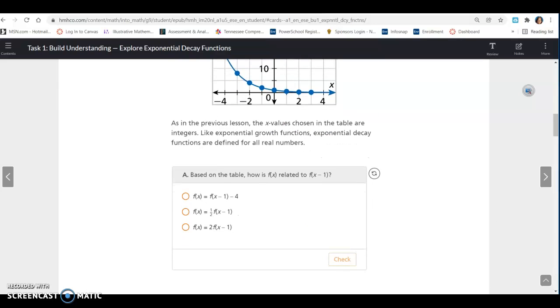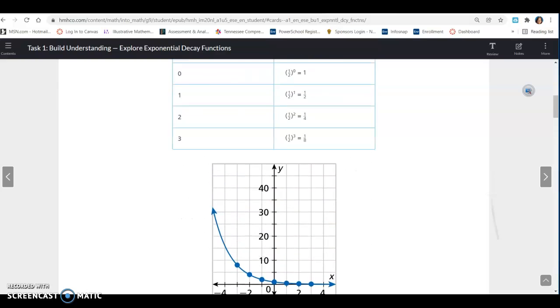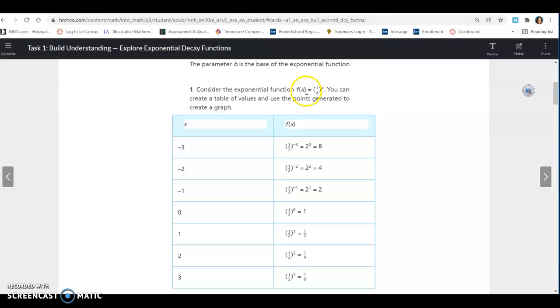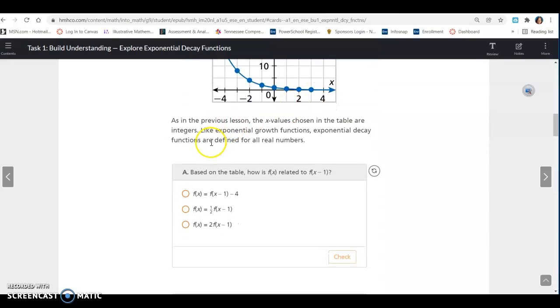Alright, as in the previous lesson, the x values chosen in the table are integers. Like exponential growth functions, exponential decay functions are defined for all real numbers. Based on the table, how is f of x related to f of x minus 1? Remember, this is the function f of x equals 1/2 to the x power. So it's going to be f of x equals 1/2 to the x minus 1.